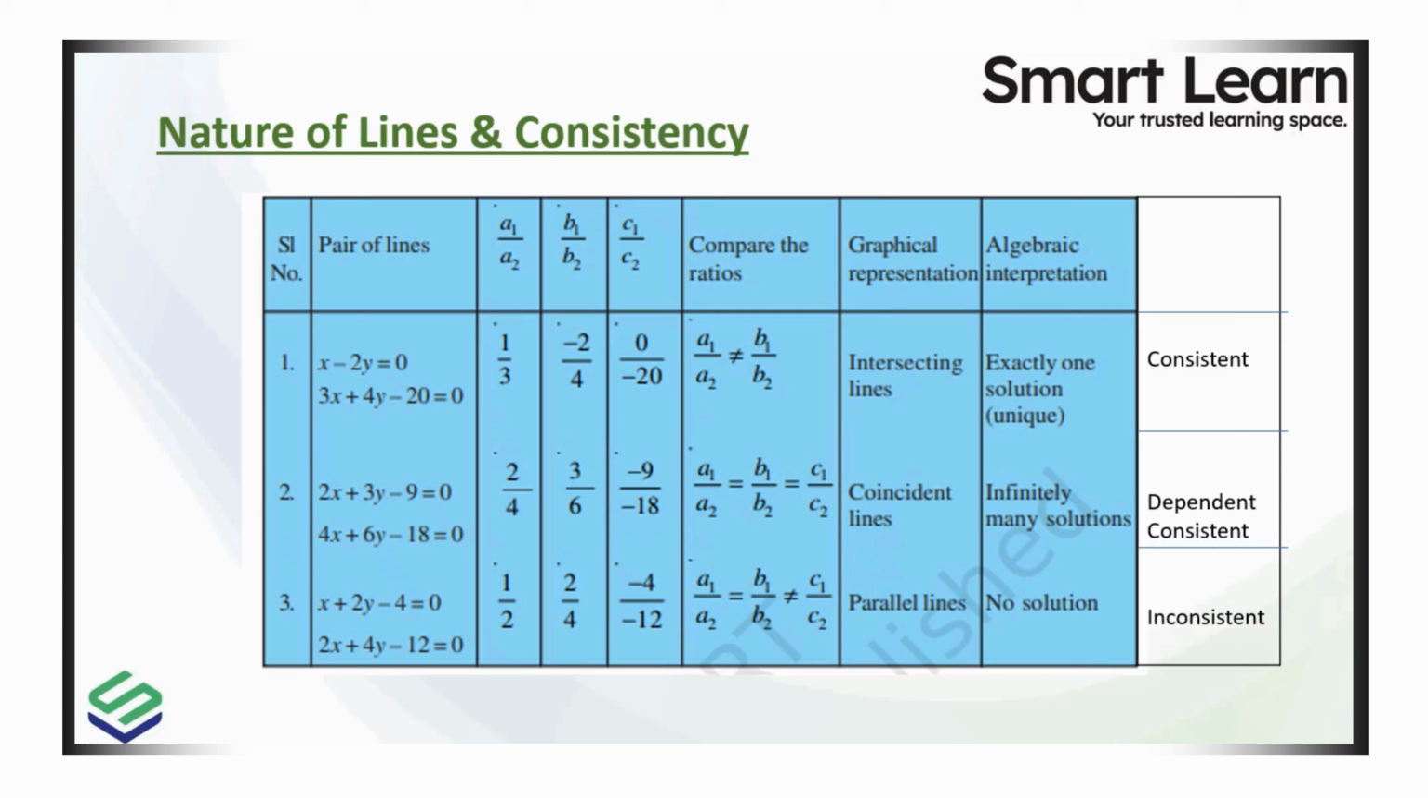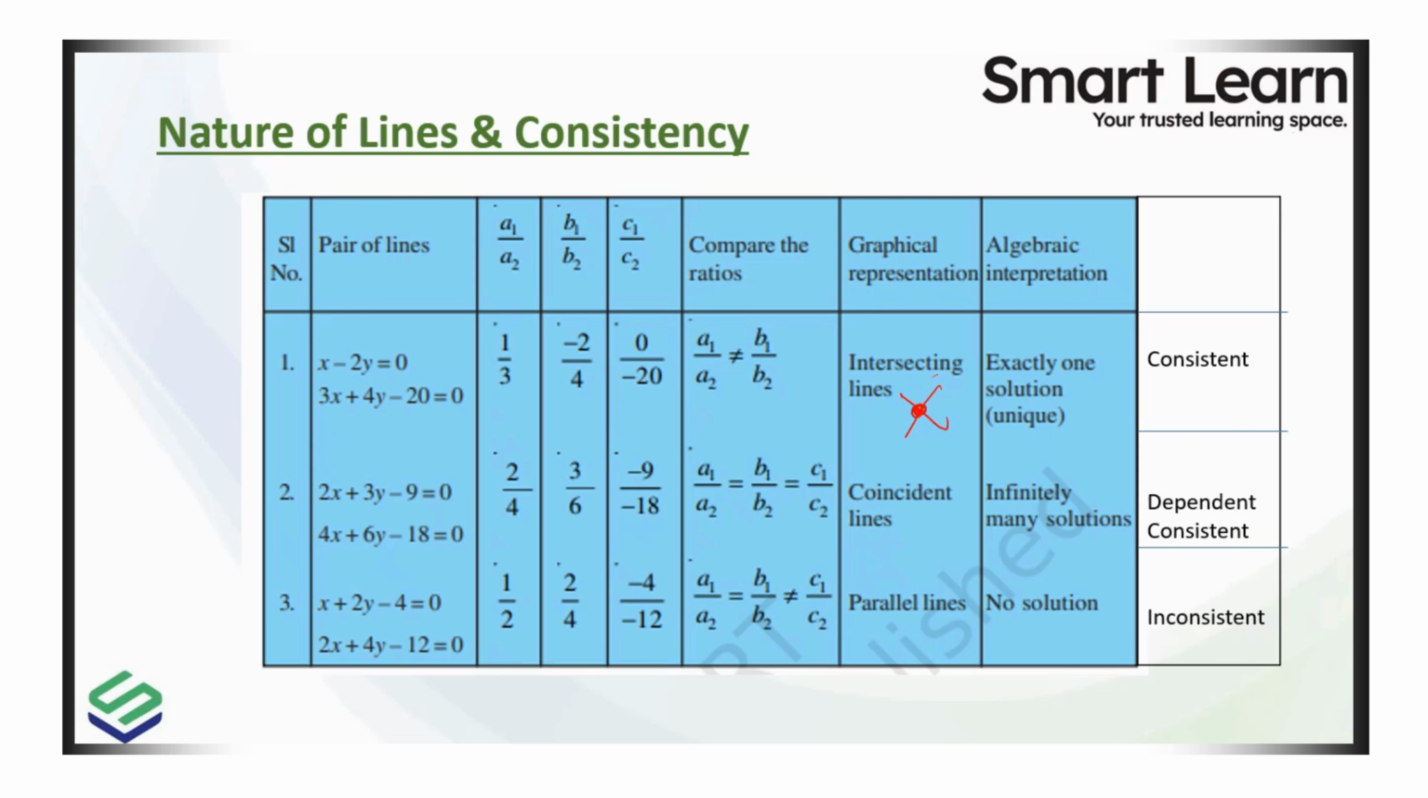Now first we studied the conditions, the nature of the lines and the consistency. So we have three types. First, what are a1, a2, b1, b2, c1, c2? a1, a2 are the coefficients of x, b1, b2 are the coefficients of y, c1, c2 are the constants. So when you compare, if a1 by a2 is not equal to b1 by b2, they are intersecting lines, so only one solution and consistent.